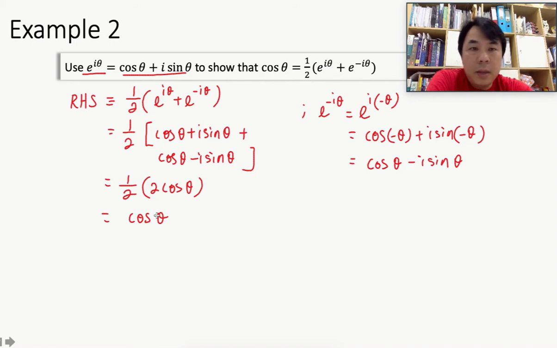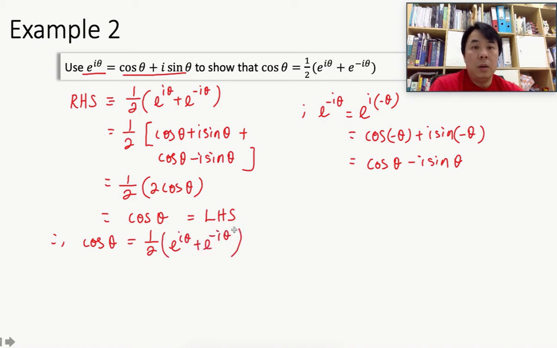And yes, we have successfully proven that. Therefore, we can conclude that cosine is actually given by this expression here. And voila, well done. Now that's the simplest proof that we can work with in this case. Of course, there is another way we can prove this.